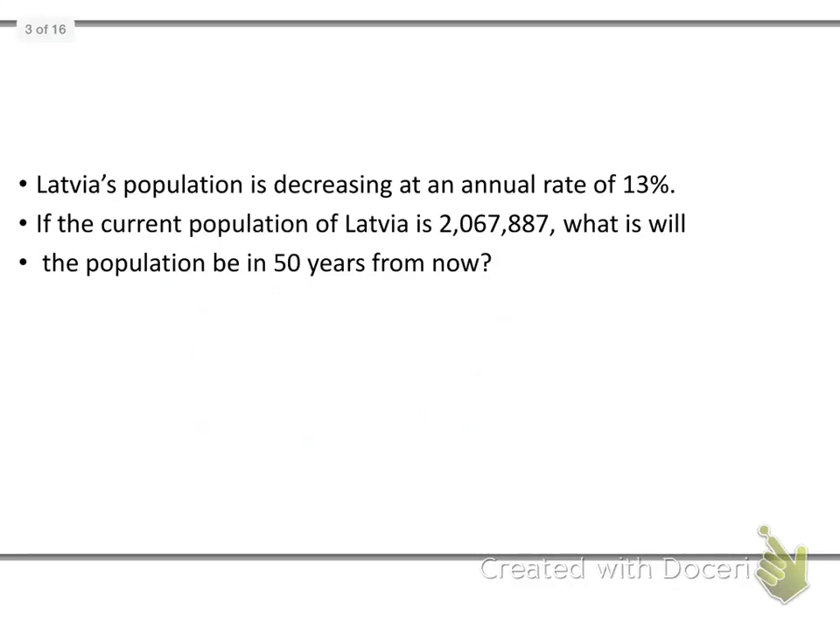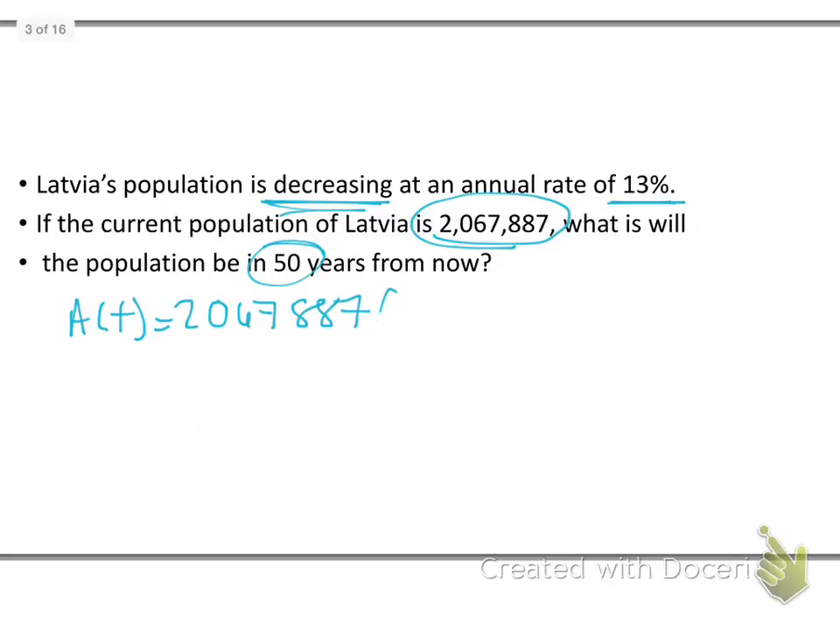My next one, we're talking about population. I don't say compounded continuously, so I use the same equation. So my population of Latvia starts here. I got 13%. It is decreasing in 50 years. So I got the amount of 2067887. We are decreasing, so I need the minus. I change that to a decimal, so I could take 13 divided by 100, and then the time period is 50 years. So I type it in, 2067887 times 1 minus 0.13 times the time period of 50.